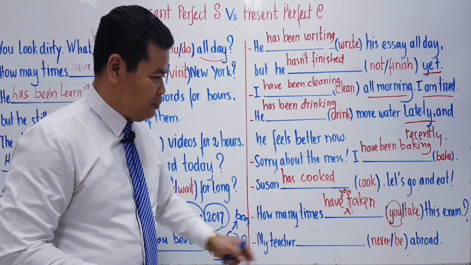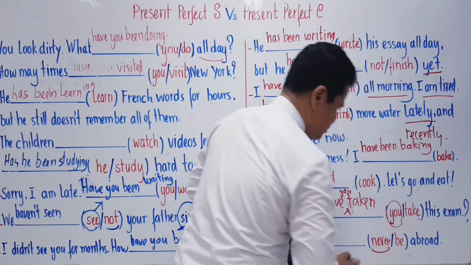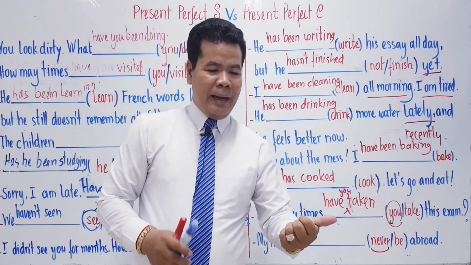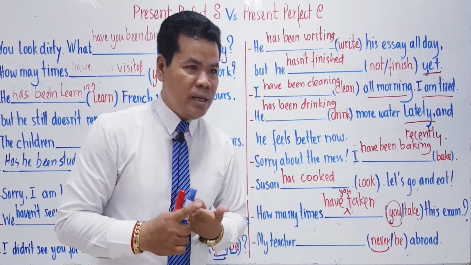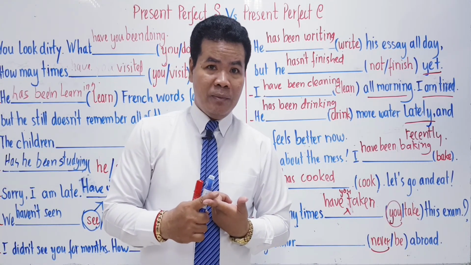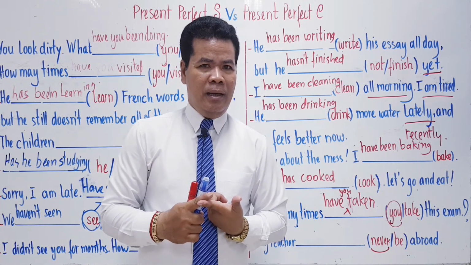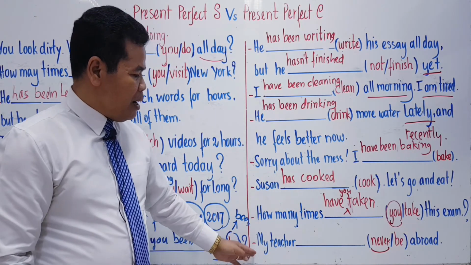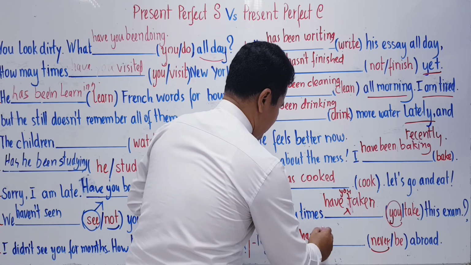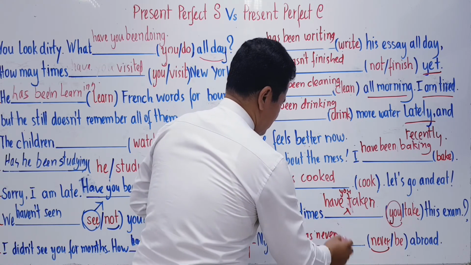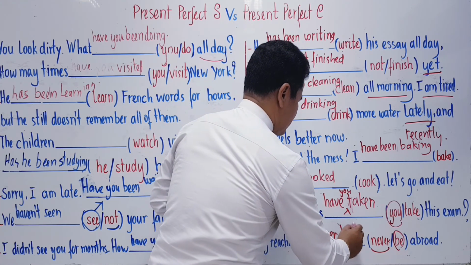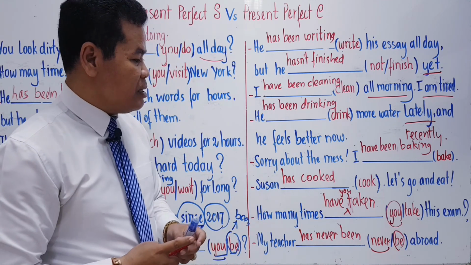My teacher, can you see the word never? Talking about experience, never and ever are the two key words normally used in present perfect simple. Alright? As experience. Okay? So what is that? My teacher has never... The verb be goes to past participle, been. Right? My teacher has never been abroad.